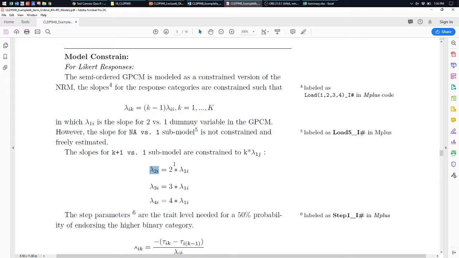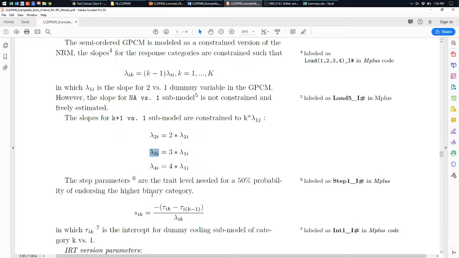So lambda 2 is the category 3 versus 1 submodel's slope. And lambda 1 is the reference submodel, which is 2 versus 1. So the slope for 3 versus 1 is 2 multiplied by the slope for 2 versus 1. And the slope for submodel 4 versus 1 will equal 3 multiplied by the slope of the reference submodel.